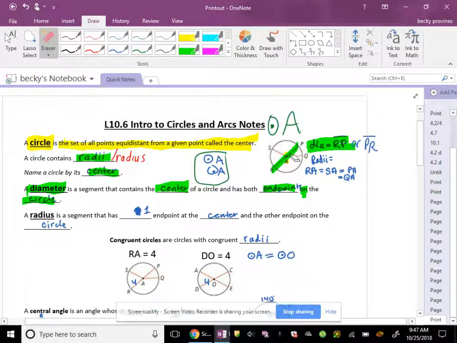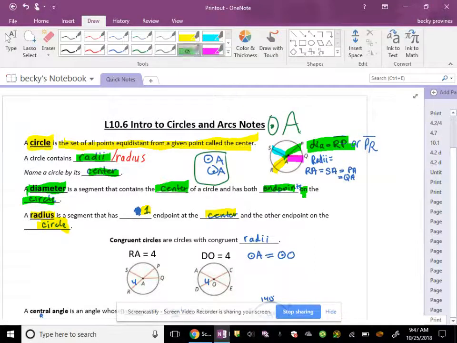The next word is radius. A radius has one endpoint at the center, and the other endpoint is again on the circle. So it's half of your diameter. When you look at your picture, it starts at A, or it could start at the endpoint on the circle, and it's just this little half length. I have a couple different colors here. All of these are different radii.